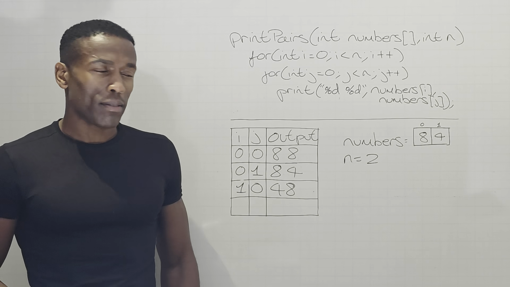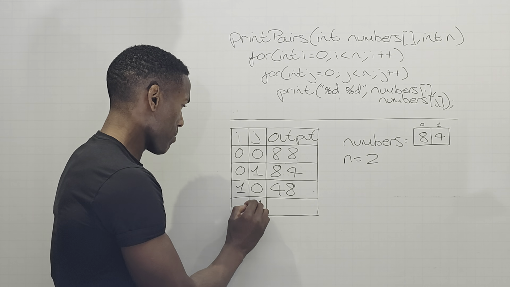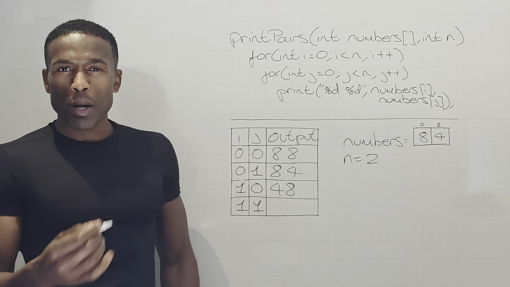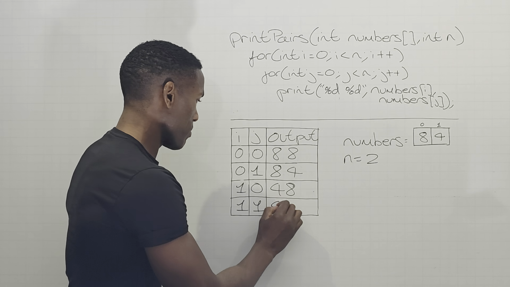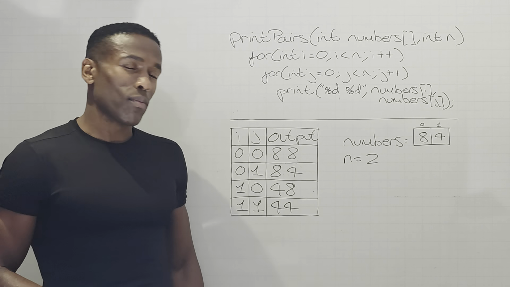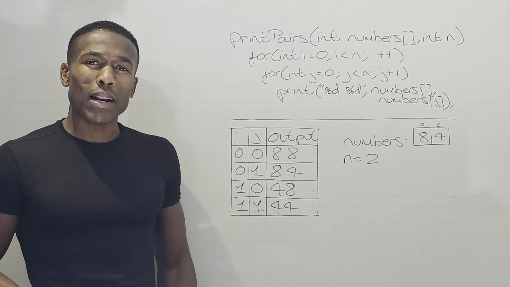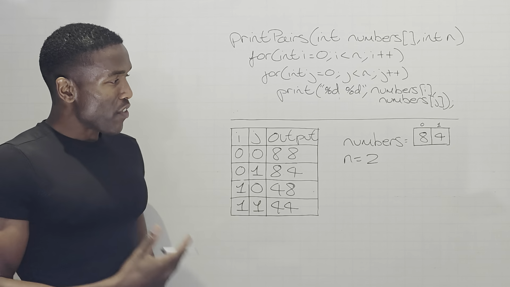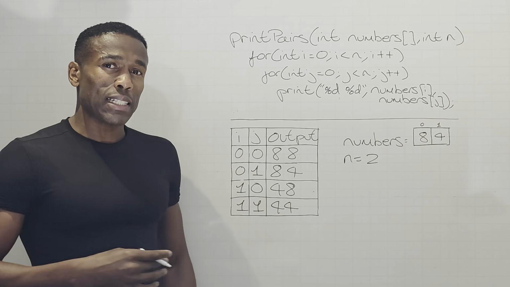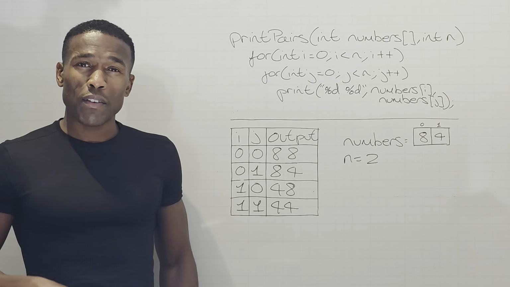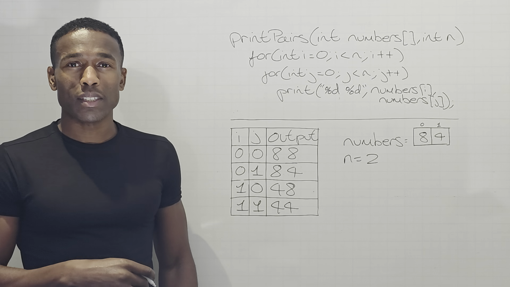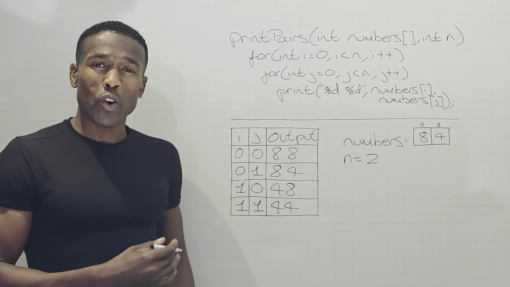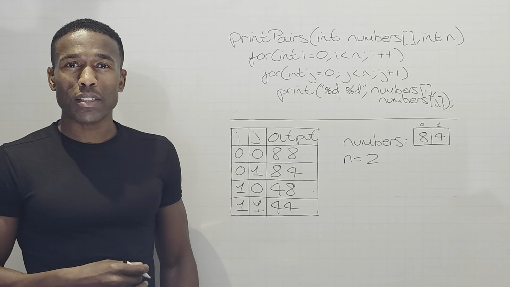Now we can increment j. And we can print out the values. So what would be the time complexity of this algorithm? Well, for an array of length 2, we had 4 print statements. For an array of length 3, we'd have 9 print statements. And for an array of length 4, we'd have 16 print statements, and so on. Therefore, the time complexity of this algorithm is quadratic.